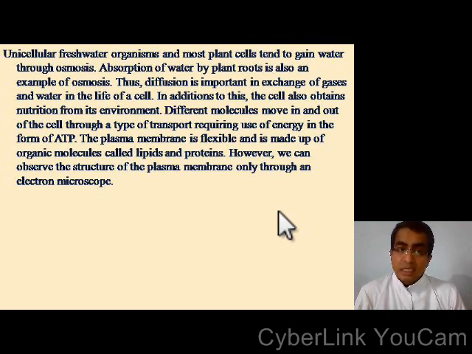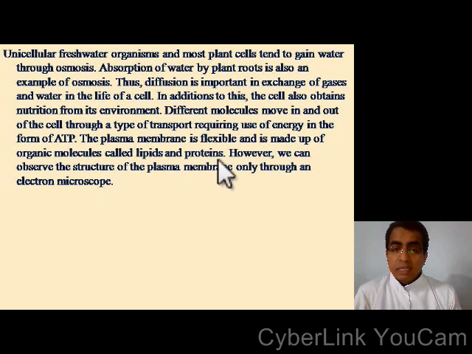In addition to this, the cell also obtains nutrition from its environment. Different molecules move in and out of the cell through a type of transport requiring the use of energy in the form of ATP. All these things you will study in later chapters.